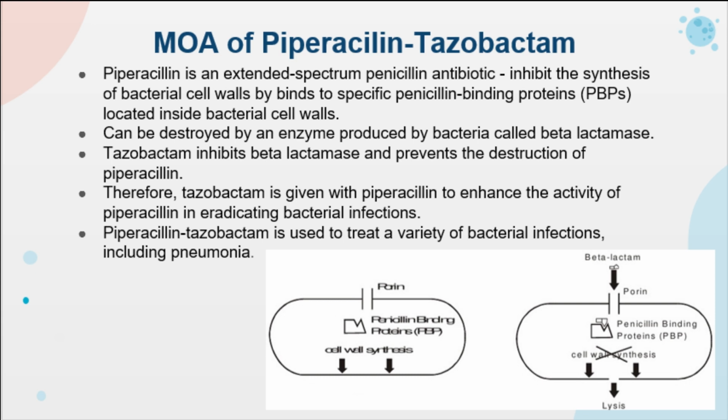Meanwhile, tazobactam inhibits the beta-lactamase and prevents the destruction of piperacillin. Therefore, tazobactam is given with piperacillin to enhance the activity of piperacillin in eradicating bacterial infections. Plus, this combination is used to treat a variety of bacterial infections, including pneumonia, as suffered by this patient. He then recovered after receiving compassionate care and treatment with piperacillin-tazobactam.